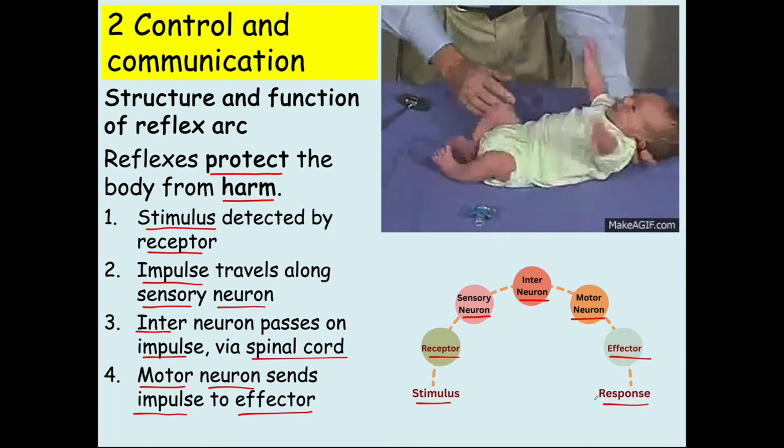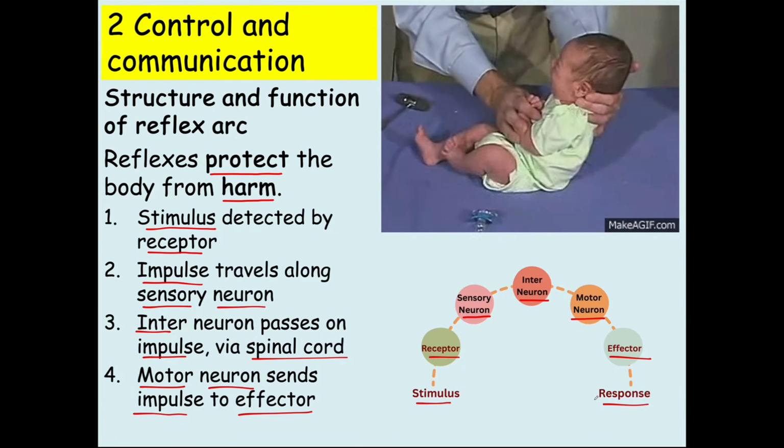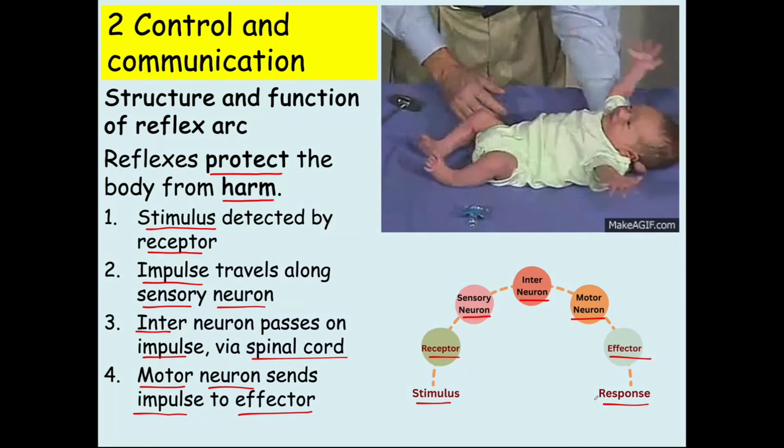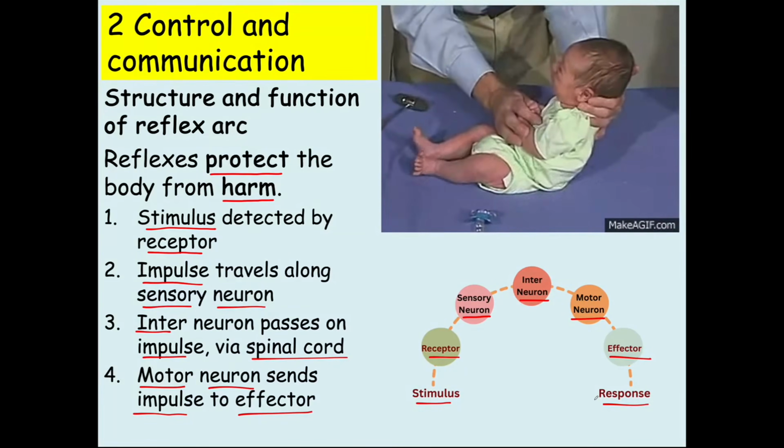And remember, if it's a fast response, like the little baby here, it's going to be muscles that respond. You can see the baby's hands going out in that startle reflex. That's because muscles are contracting in response to the stimulus of falling there.